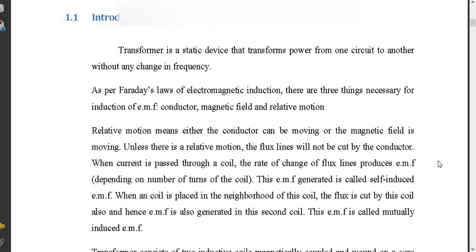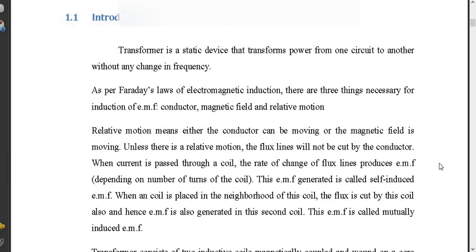Statically induced EMF means when the voltage is applied to the same coil, current is set up in the same coil, and because of d phi by dt, that means change in flux upon change in time, there is an EMF induced in the first coil. This is what is called self-induced EMF. Another case is when one more coil is kept in the neighborhood of this first coil, and this flux links with the second coil, there is an induction of EMF in the second coil. This is what is called mutually induced EMF.